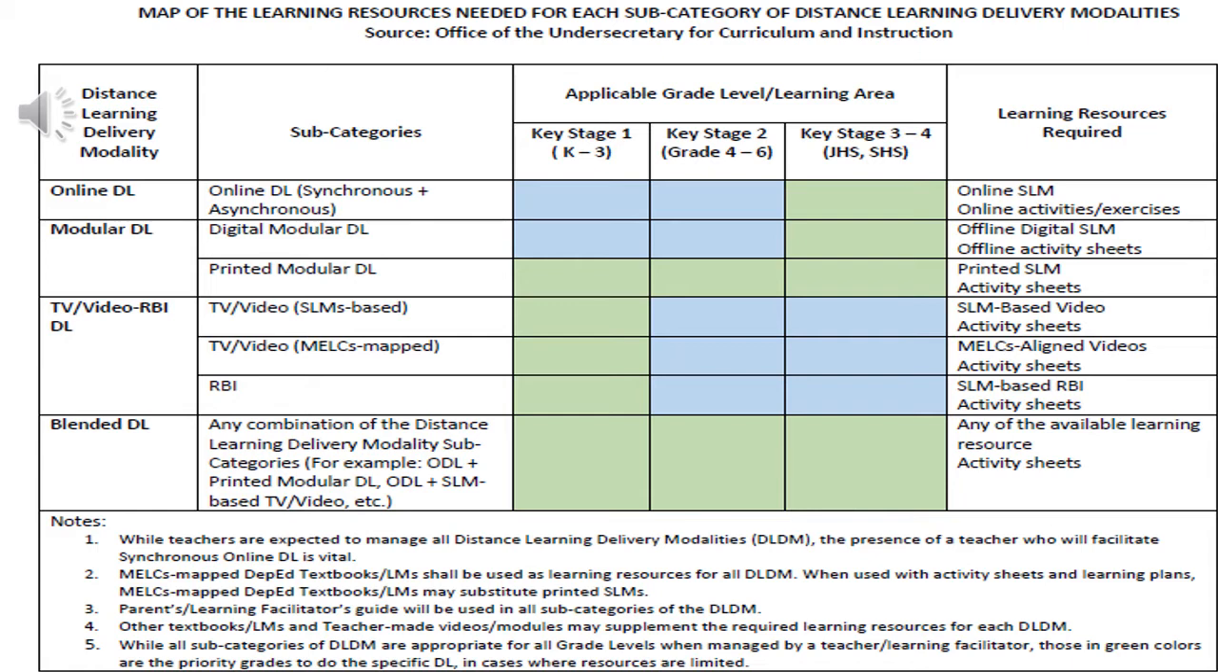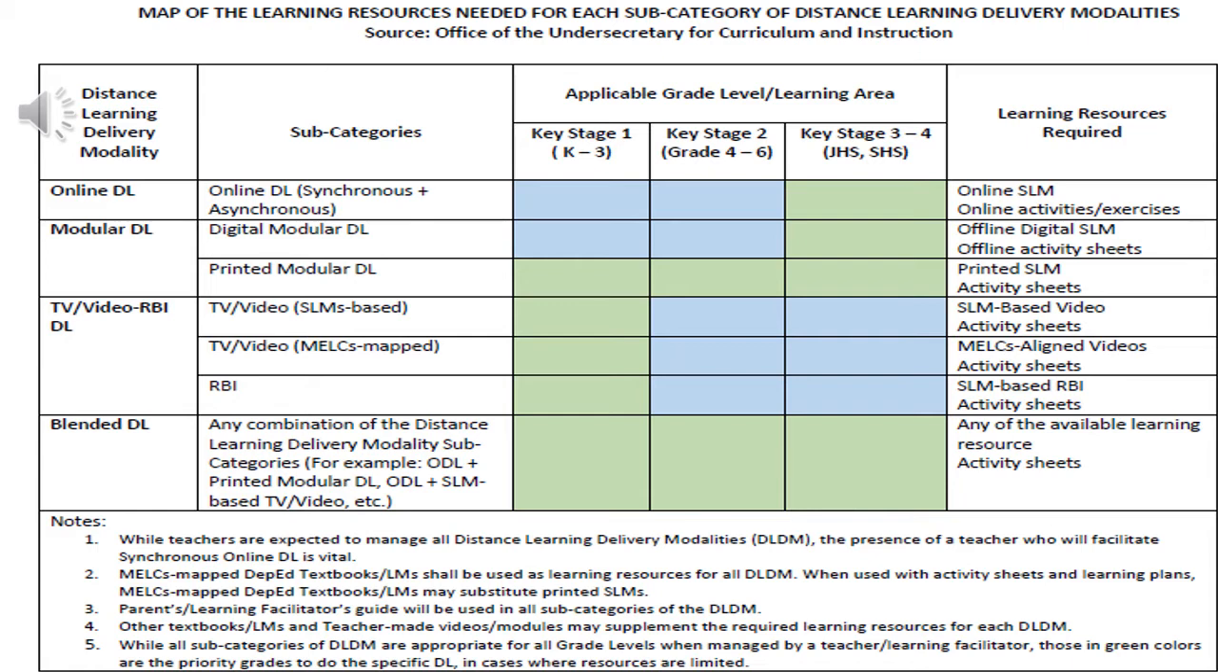The subcategories of online DL are synchronous and asynchronous, which requires the learning resources of online self-learning modules or SLM and online activities or exercises. Next is the modular DL, with the subcategories of digital modular, which requires offline digital SLM and offline activity sheets. Next subcategory is the printed modular DL, which requires printed SLM and activity sheets.